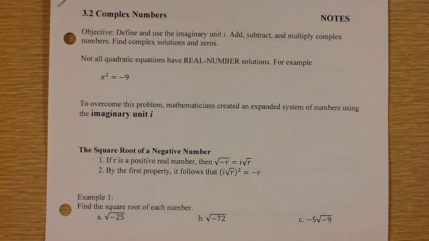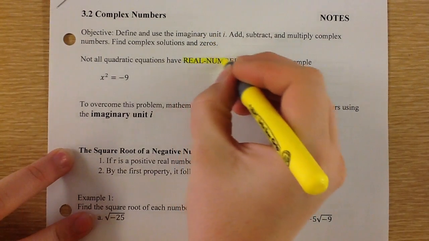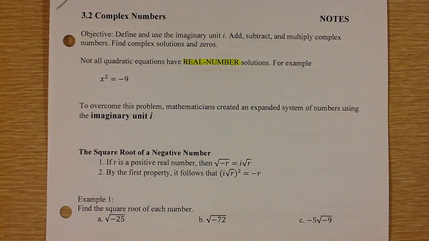Okay, so where this whole idea of an imaginary number came from was the idea of a quadratic, for example, x squared equals -9. Not all quadratic equations have real number solutions. An important word there is real numbers. And really, up till now, everything you've done in mathematics has been a real number. But for example, this equation, x squared equals -9.